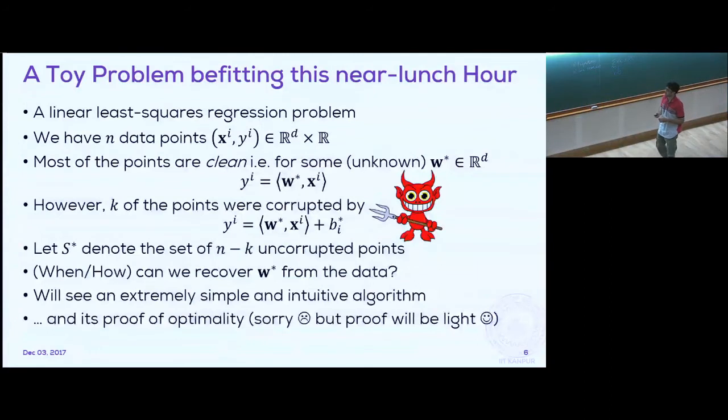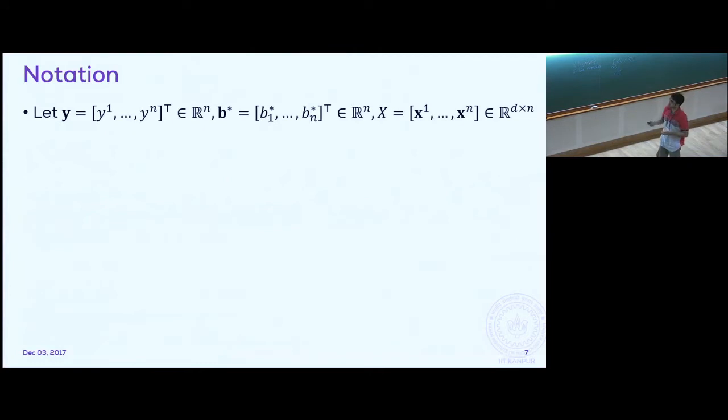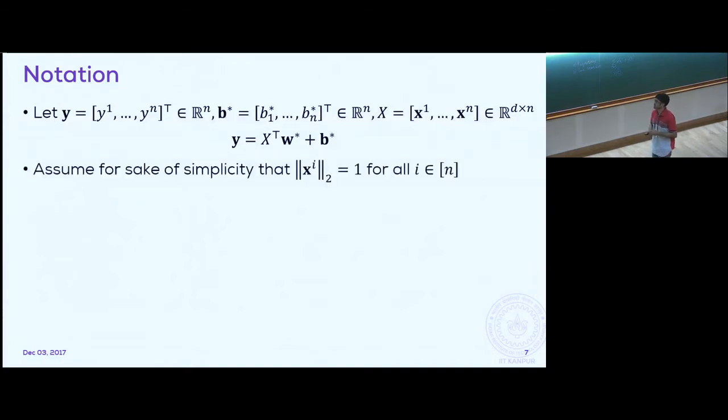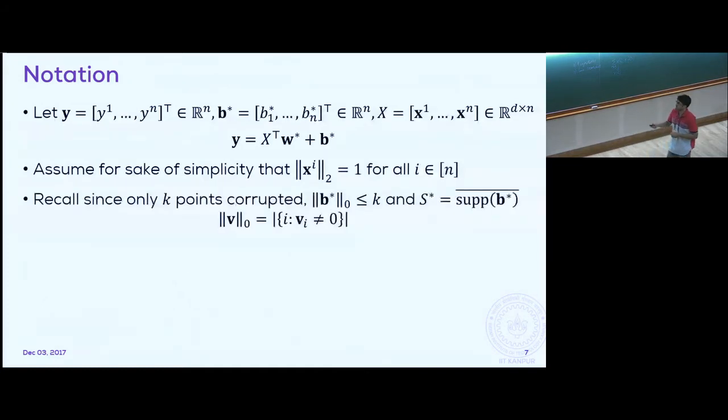You'll see an extremely simple intuitive algorithm for this problem. I don't think I'll be able to go over the proof, so I don't need to apologize. But some notation is required still. So I'll combine all the responses into a vector, all the corruptions into a vector, and I'll take all the covariates and look at the data matrix instead. So I can represent the state of affairs in this one nice formula. I'll assume all the covariates are unit norm or bounded inside the unit norm ball for the sake of simplicity. And I'll assume that only k of the points are corrupted, which means that this vector b star is k-sparse.